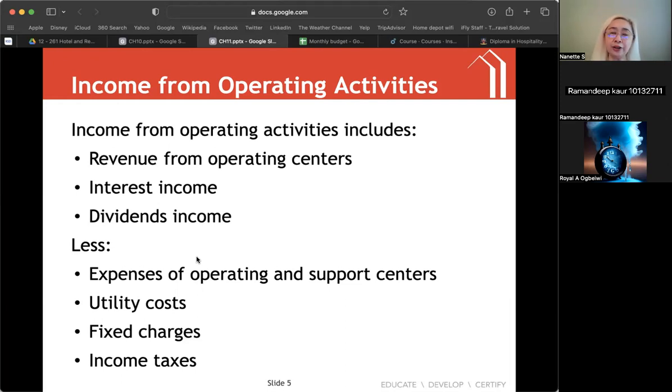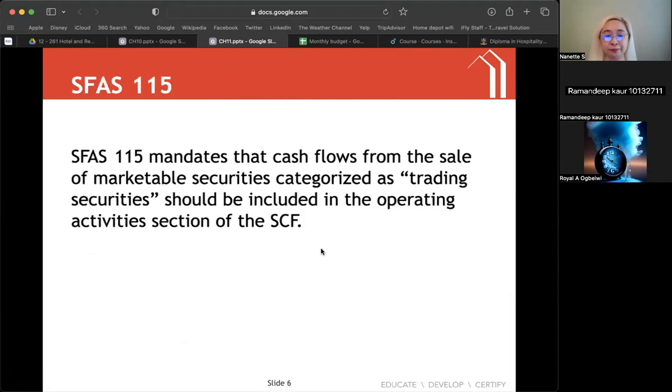So you don't really earn income from the operation of those departments, but it is needed to support your income operating centers. So this would be human resources, engineering and maintenance, housekeeping, sales and marketing. So all those back of the house offices that would support your main income generating centers.